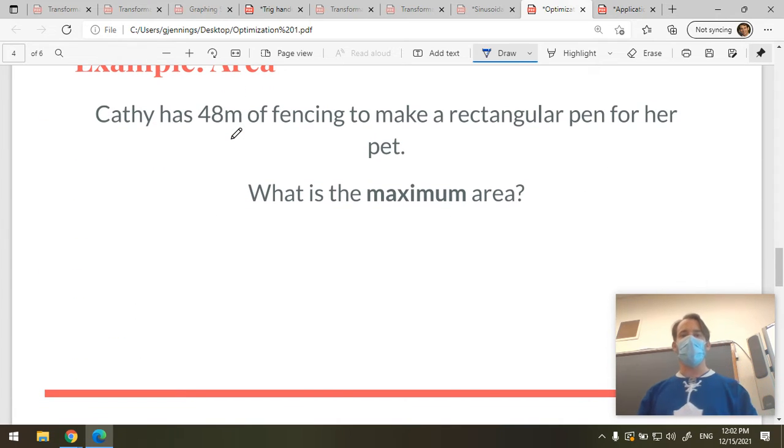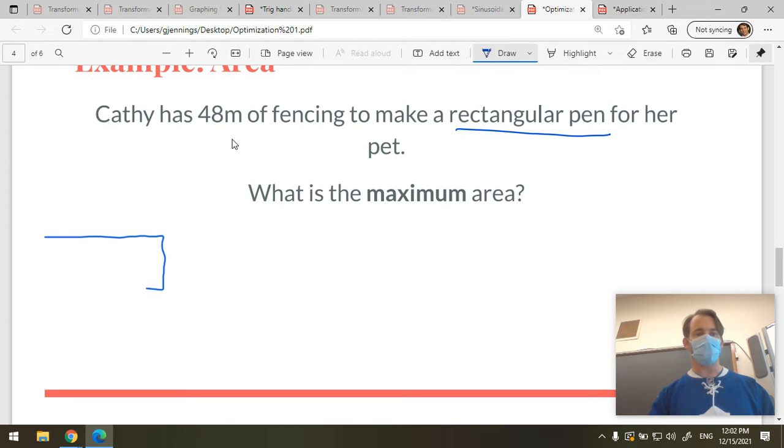So let's take a look here. If Kathy has 48 meters of fencing and she needs to make a rectangular pen for her pet, what's the maximum area? Okay. So we're going to start with the diagram, right? Tells me to make a rectangular pen. So here's a rectangle. And the rectangle will have some length and some width.